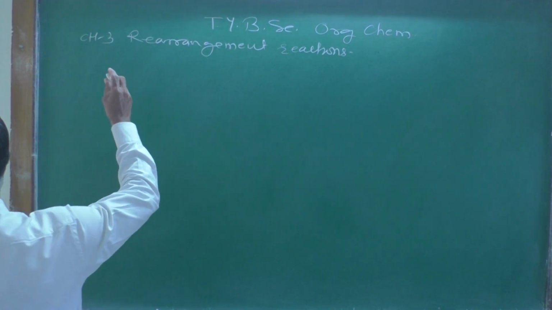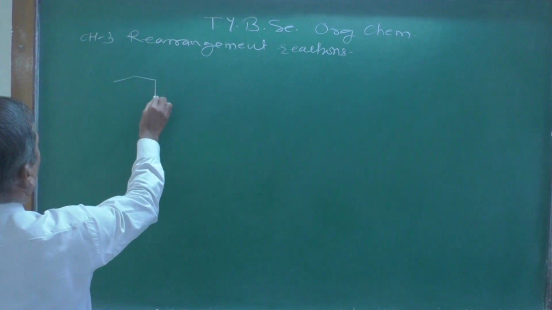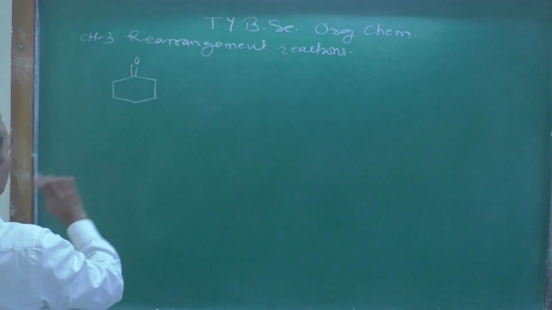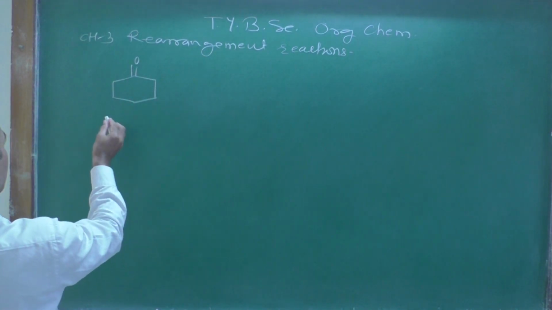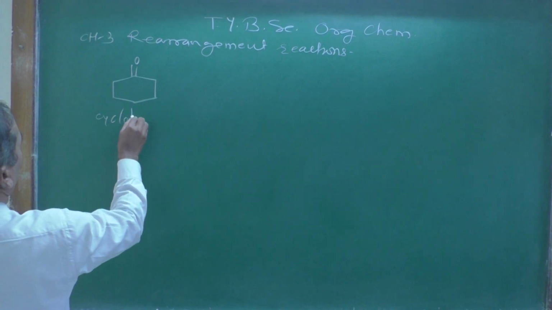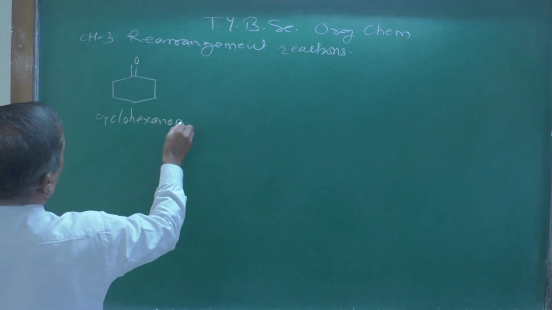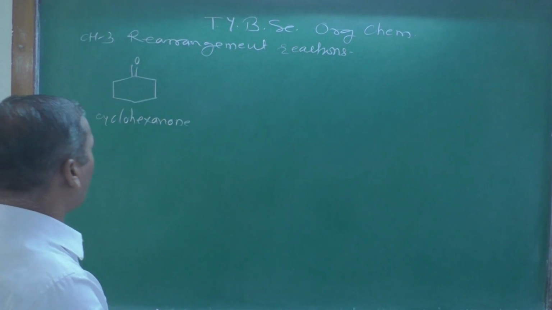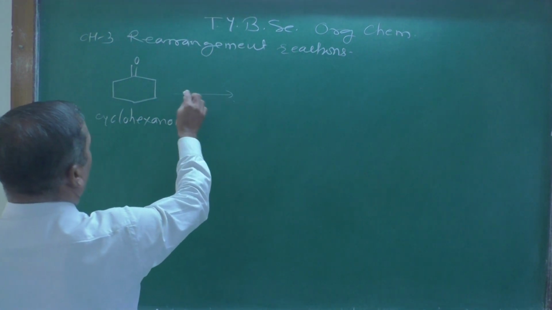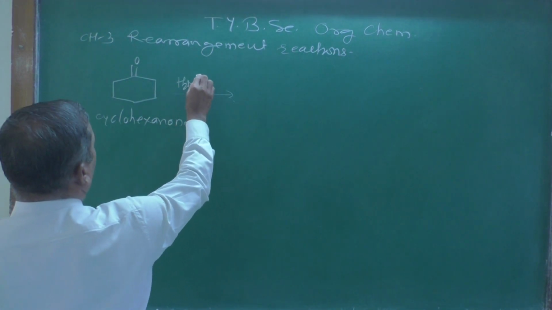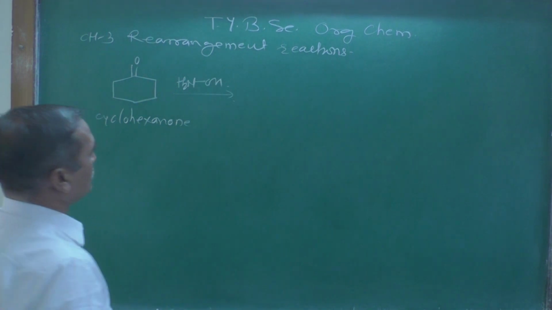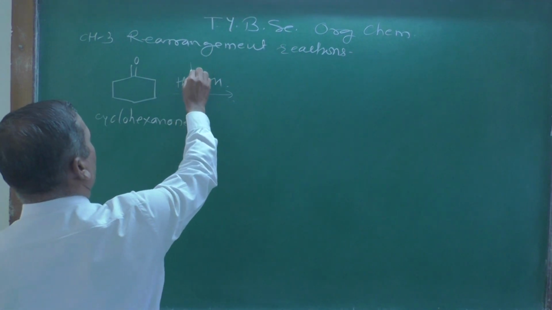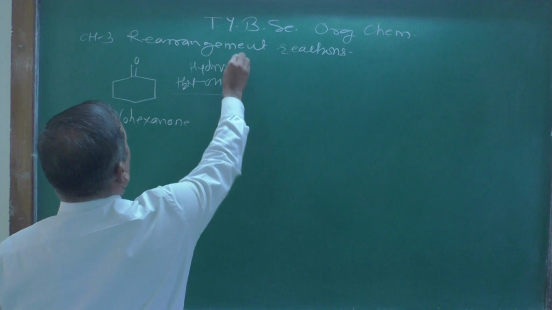For example, let us consider a starting material like this one. As everybody knows the structure of this organic compound, the name of this compound is cyclohexanone, right? This is the compound written on the blackboard, and it is treated with hydroxylamine, NH2OH. This is the name of this reagent, known as hydroxylamine.